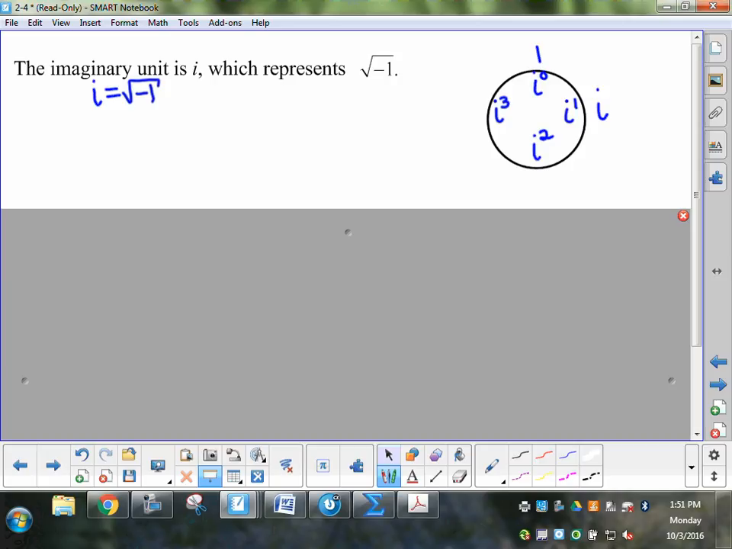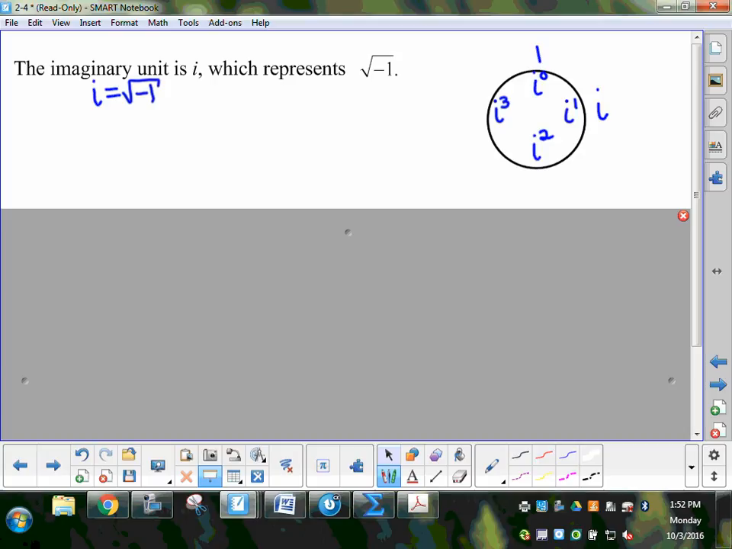The interesting thing comes if you can make the connection with what i is, to then be able to tell me what i squared would be. Who can tell me what they think i squared is going to be based off of the definition of what i is? Why would it be -1? When you take the square root of -1 and square it, you're left with just the radicand. Those are inverse operations.